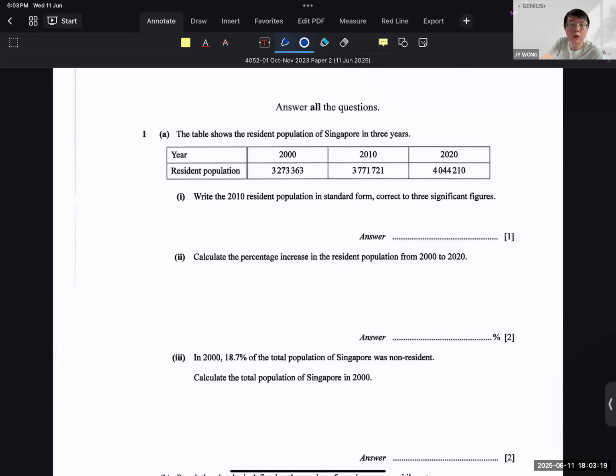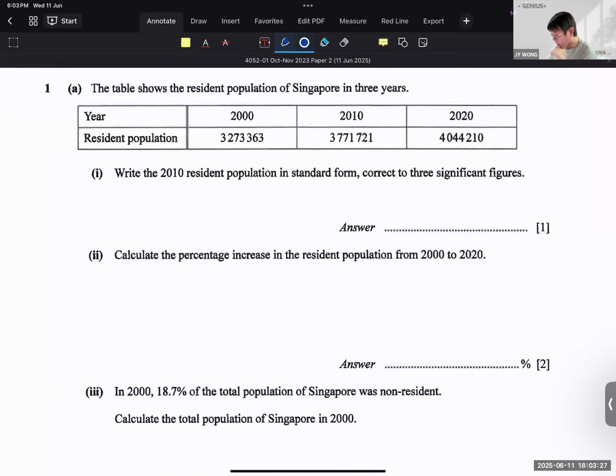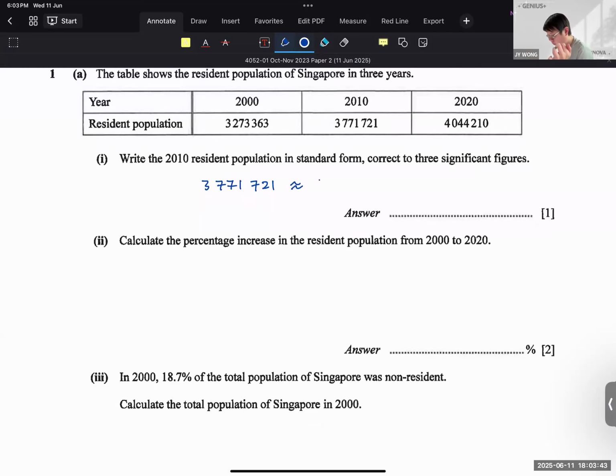Now, question 1 is a standard form question. Write the resident population in 2010 in standard form, correct to 3SF. So 3771 is approximately equal to 3.77. And because you know that this is in million, right?